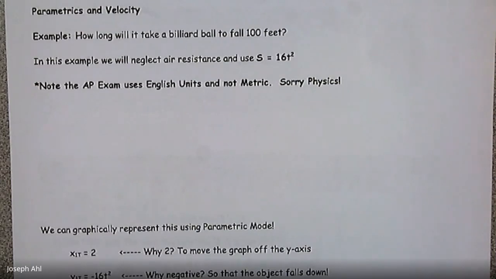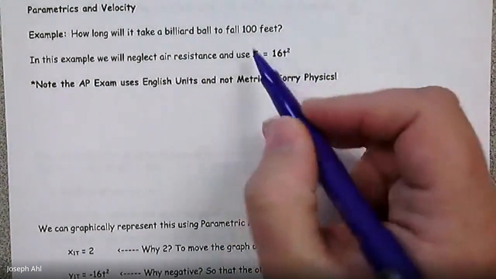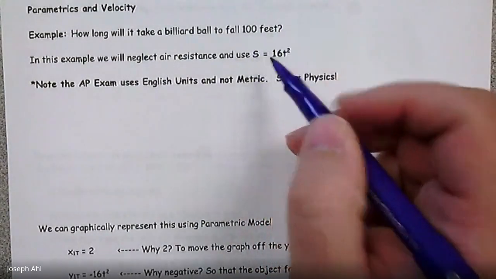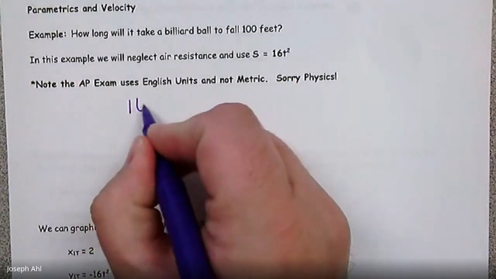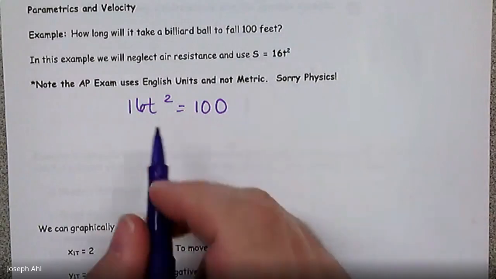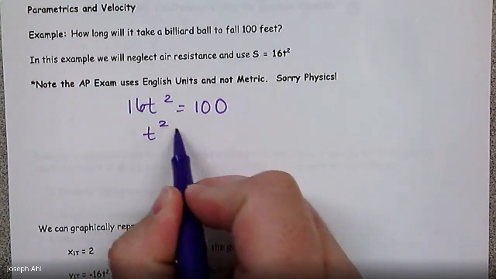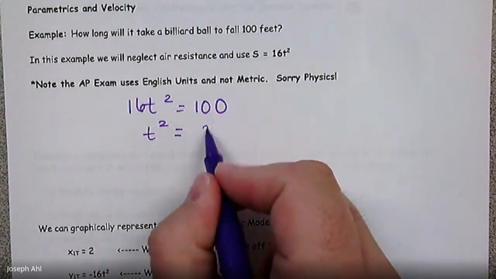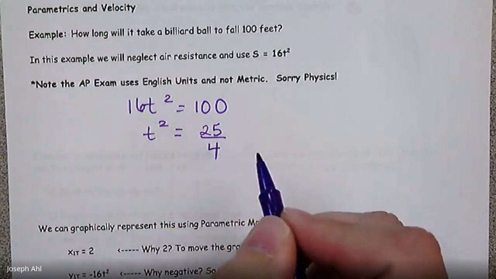So to figure out the time that it takes to fall 100 feet, where s is the position, let's just plug 100 in for s and solve. So we get 16t squared is equal to 100. Divide the 16 over. Okay, 100 over 16 would reduce to 25/4.